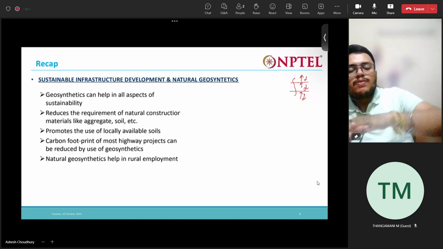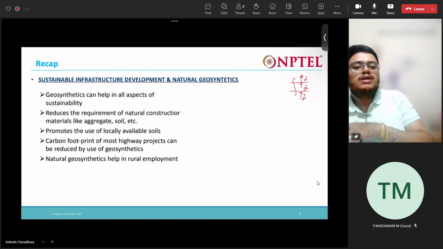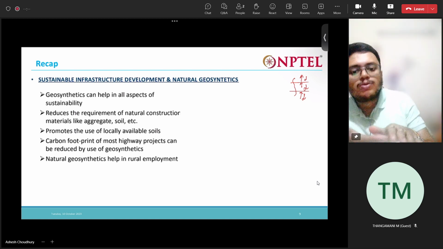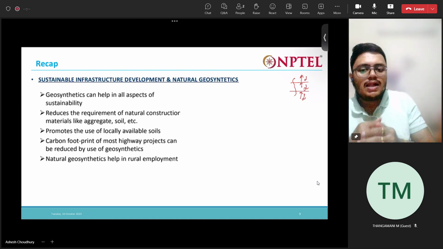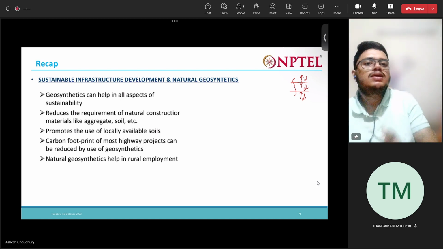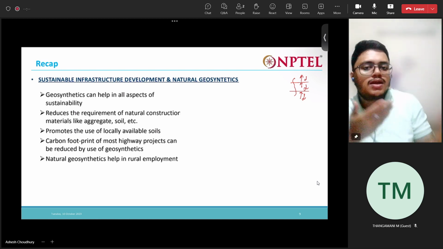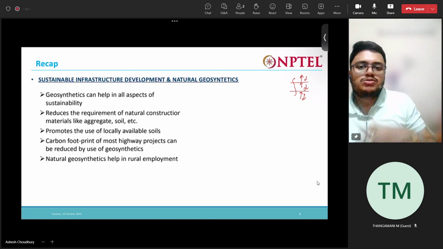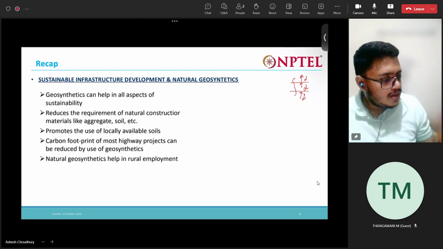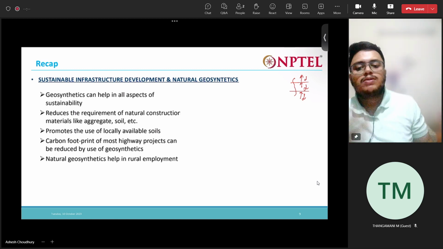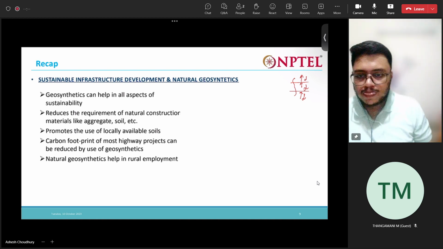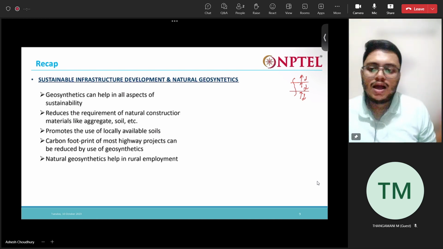So we can just use whatever is available around us, because we can make changes in the design. We can increase the strength of the reinforcement, we can provide some more amount of reinforcement. And we can make use of the surrounding soil, whatever is available.